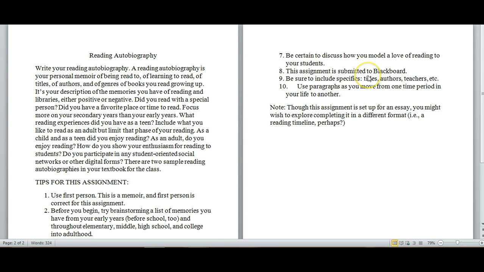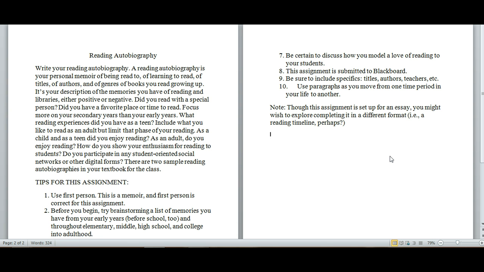This assignment, like all of them, is submitted to Blackboard, and what I'm looking for here as I'm grading is the amount of detail that you include. You talk about authors, titles, teachers that made a difference, if it's your mom or your dad or an aunt or an uncle or some relative, or if you read with a group of friends, if you belong to a reading club. The more detailed this is, the better.